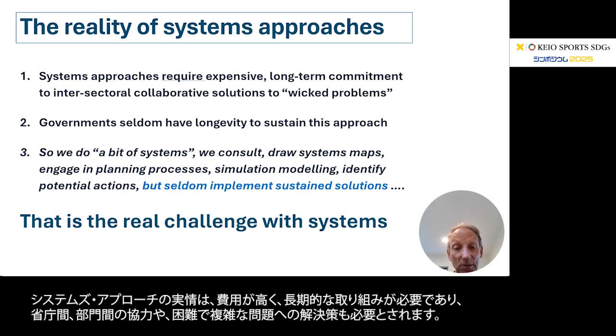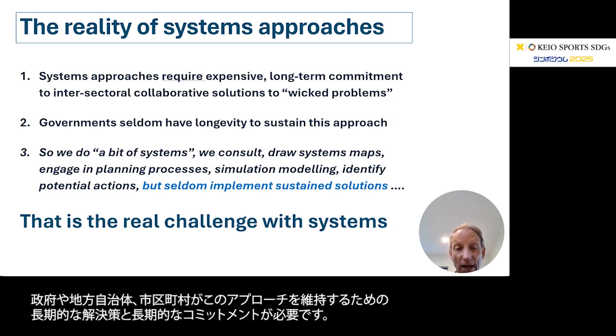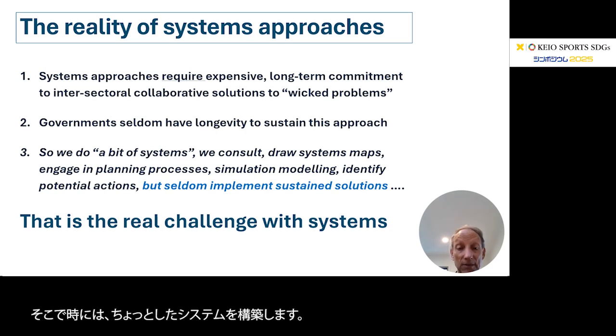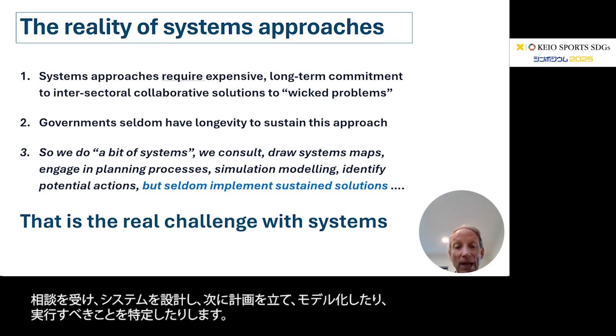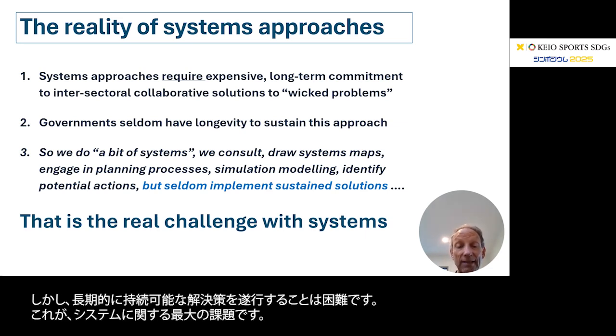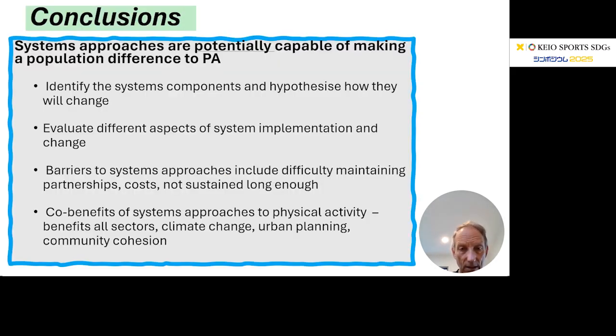So the reality of systems approaches is they are expensive, a long-term commitment, and they require interagency, intersectoral collaboration solutions to difficult, complex problems. It requires government or municipality or city hall to have a long-term commitment to sustain this approach. So sometimes we do a bit of systems. We consult, we draw systems maps, we plan, we maybe do modeling, we identify our actions, but it's difficult to implement sustained solutions long term. This is the biggest challenge we have with systems.